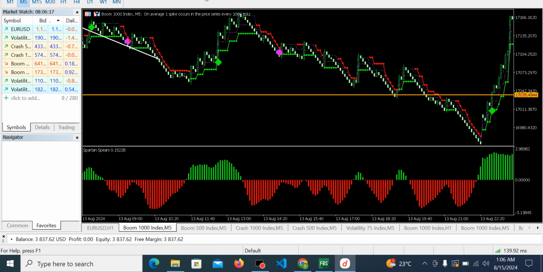Okay guys, let's see how we can trade Boom 1000 with $20 capital using the same strategy. It is very easy and you're going to love every bit of it.